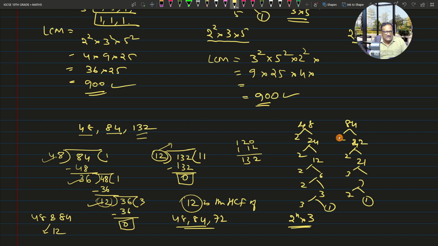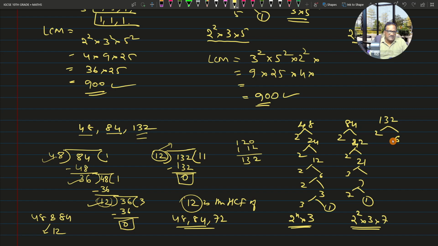Got it? So 2 how many times? 2 times. So 2 square, 3 ones, 7 ones. These are the prime factors of 84. Third one is 132. Start with the 2.